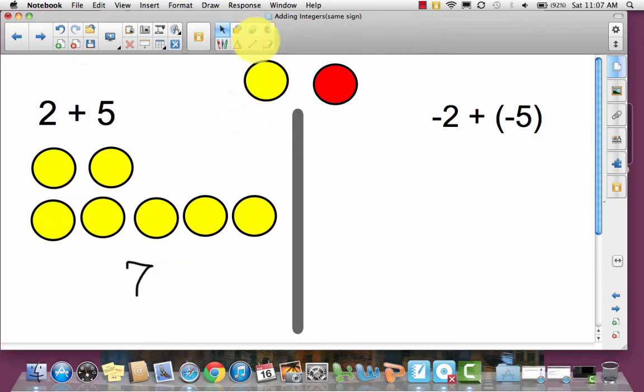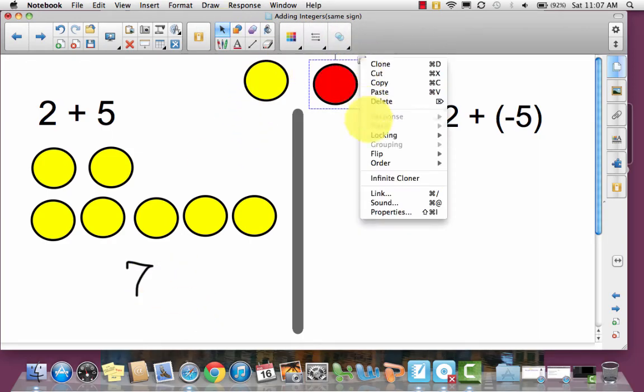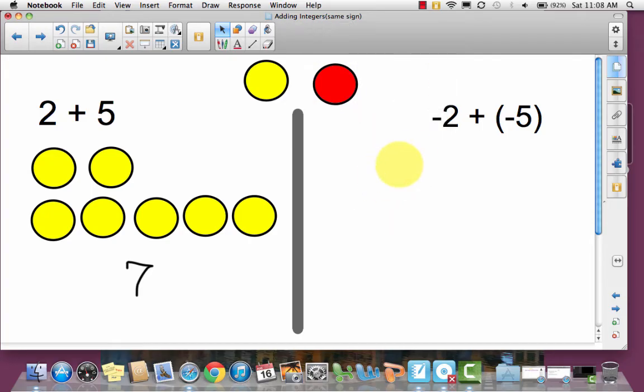On the other side, I'm adding 2 negative numbers together, so a negative 2 is going to be 2 red chips, and a negative 5 is going to be 5 red chips.